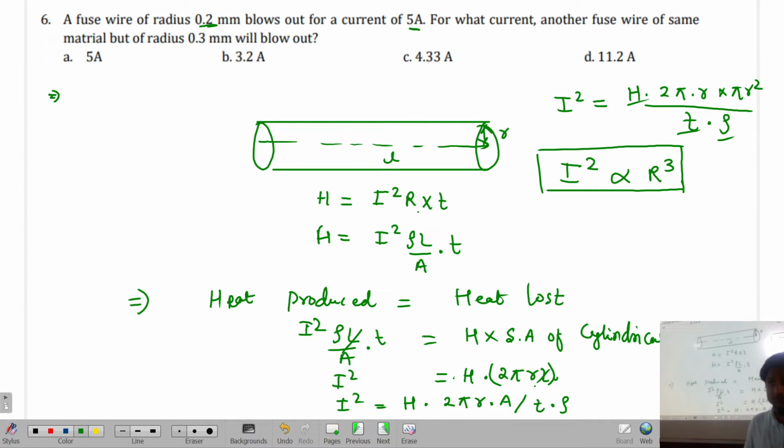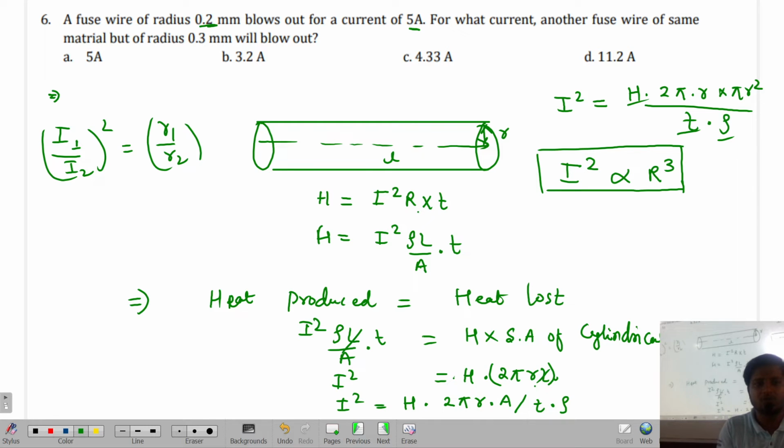Understood or not? Resistance is 1 by r square, but current goes as radius to the power of 3 by 2. Will you remember this? So I can put, we know radius is there, current is there, so what will be the relation? I1 by I2 whole square is nothing but r1 by r2 whole cube, where I represent radius as small r. This is the relation.